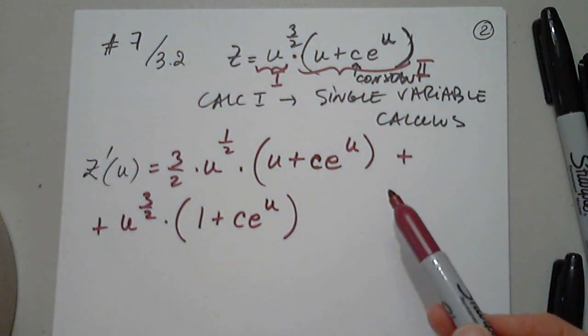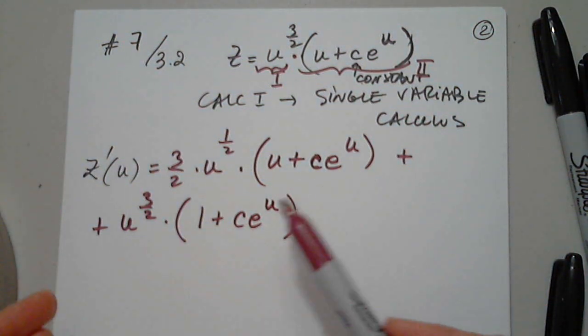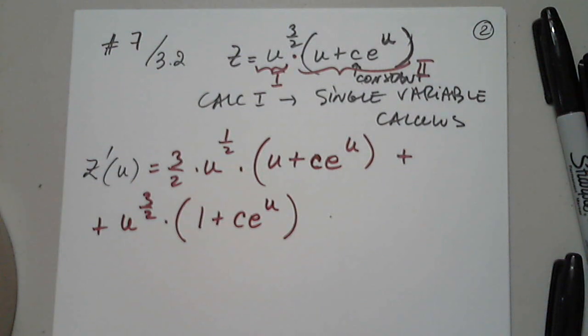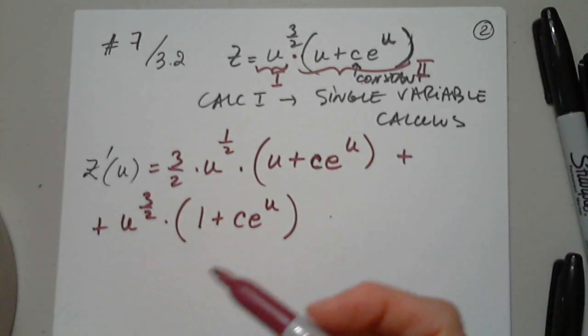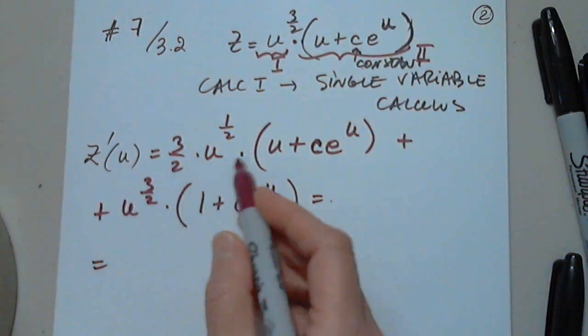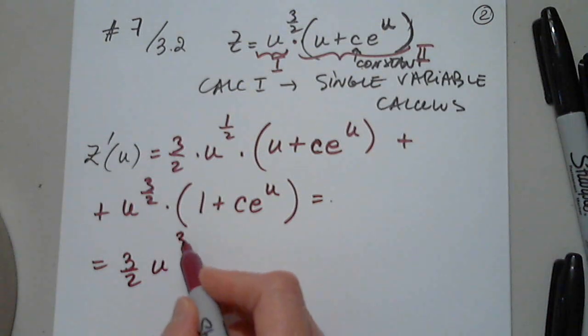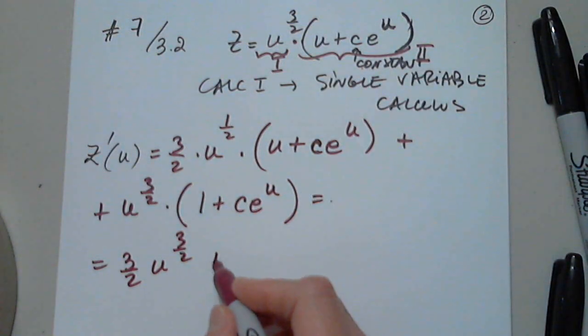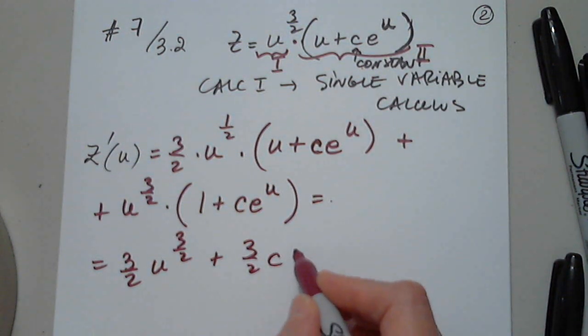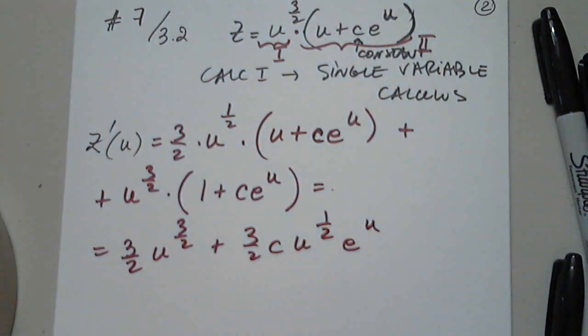You could distribute if you wanted to and see what happens. Maybe you can, but I wouldn't, in this particular case, I wouldn't do anything. But see what they want as the final answer. Do they want it simplified? Then I would distribute and see what happens. I may be able to combine like terms a little bit. I just see that because it's 3/2 U to the 1/2 distributed to U. So it's 3/2 U to the 3/2. And then here plus 3/2 C U to the 1/2 e to the U.